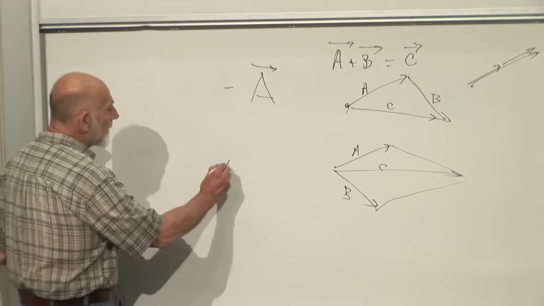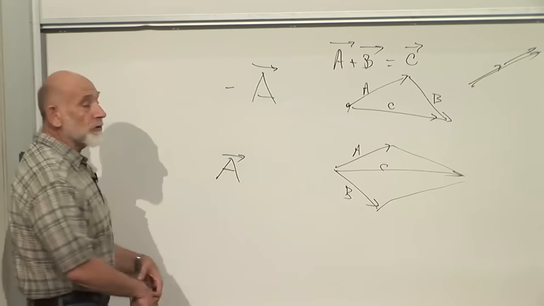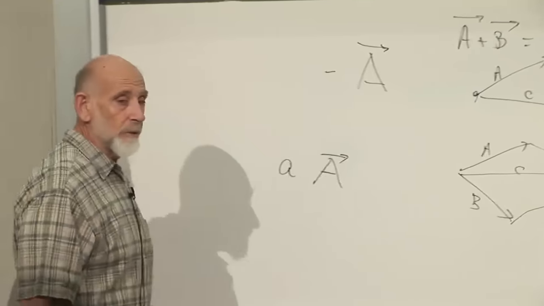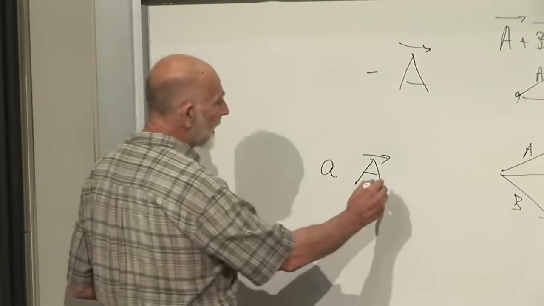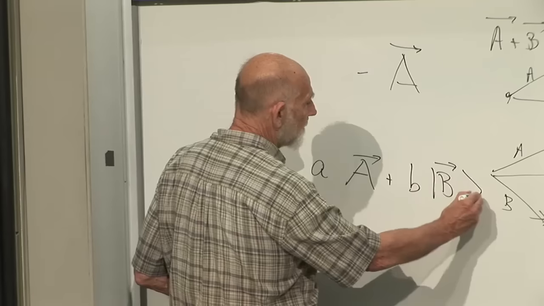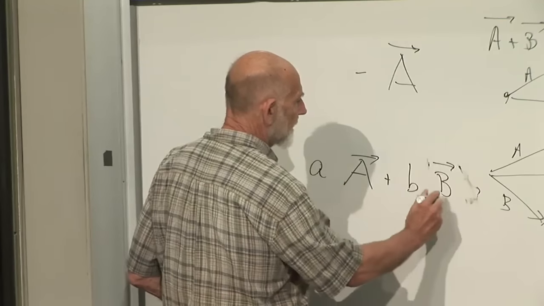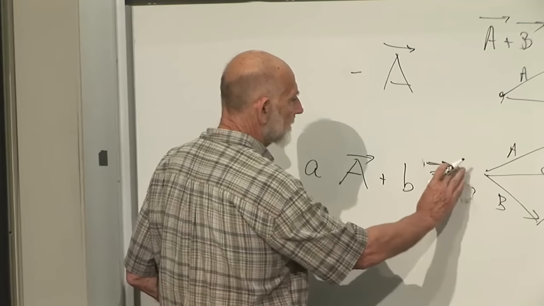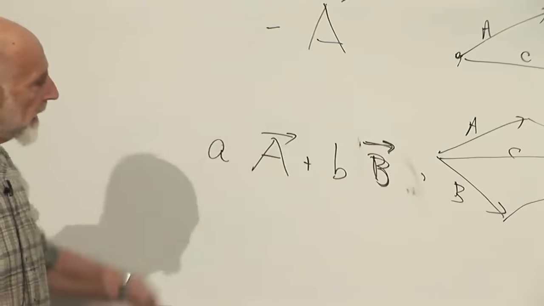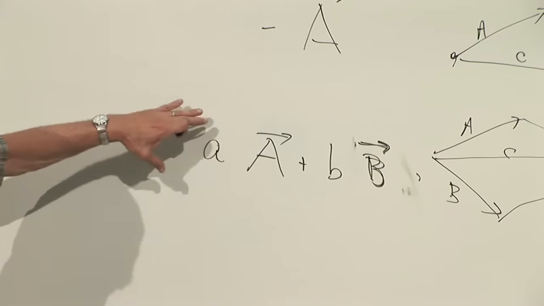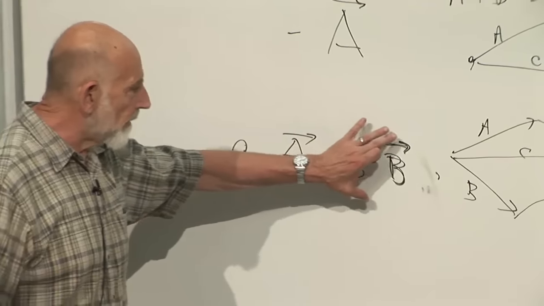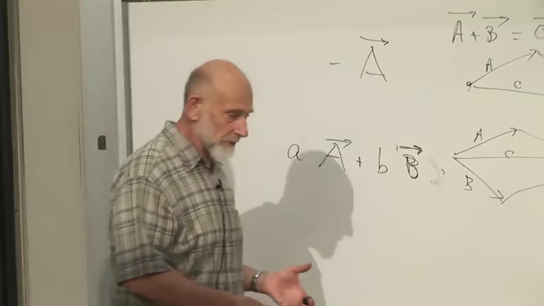You can multiply vectors by numbers, either positive or negative. Let's call this A. We know exactly what that means. We can multiply B by a number b. And we can add them. We know how to multiply by numbers. We know how to add. And that means we know how to construct the vector a times vector A plus b times vector B. We know exactly what that means.